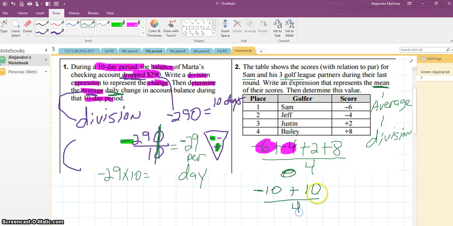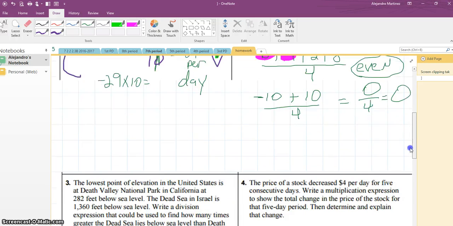And so now, by rule, when one's negative and one's positive, you subtract. So what's 10 minus 10? Well, that gives you 0 over 4. In golf, I think this means even. And this is 0. I think their score is even. So there it goes. Let's go to the next one.